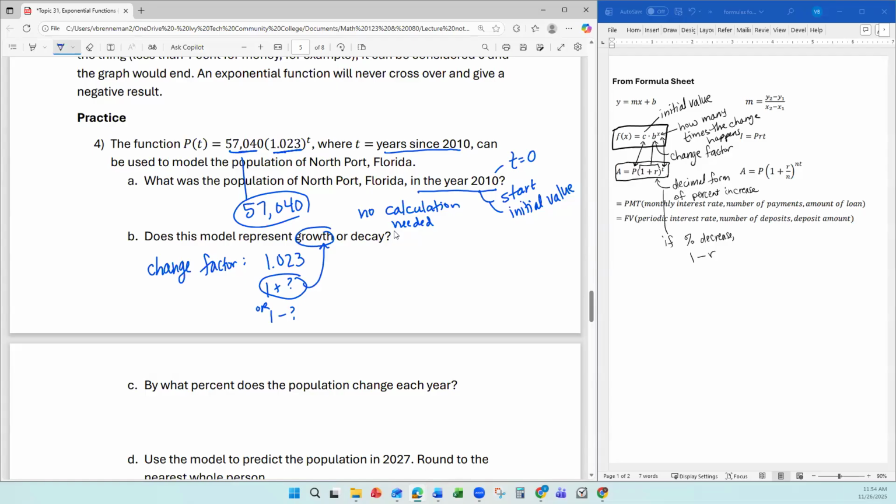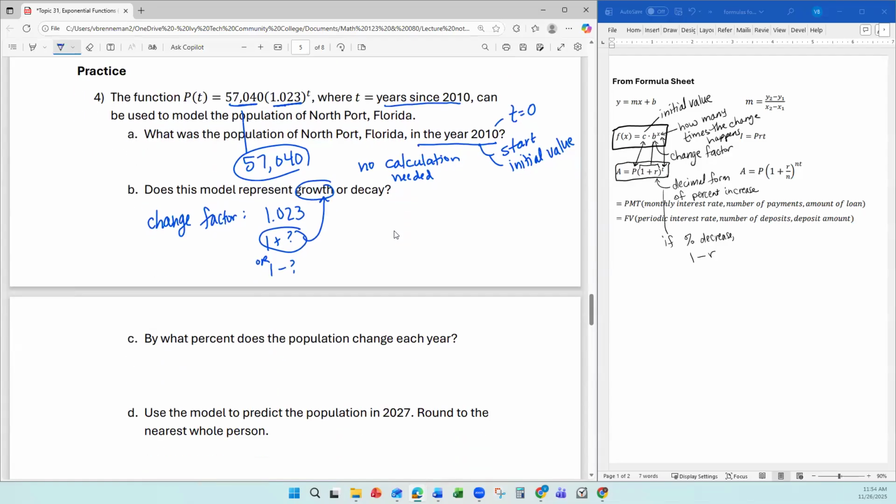By what percent does the population change each year? Now we're looking at, all right, what was it that got added? What got added to 1? So 1.023 is 1 plus 0.023. The 0.023 convert to percent form, 2.3%. And here, because it asks change, and this is an increase, we'll leave it positive. If it was a decrease, we would put it as a negative.